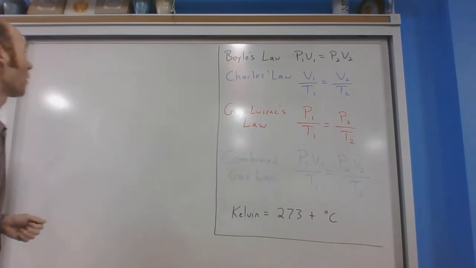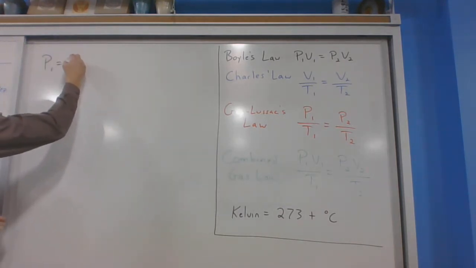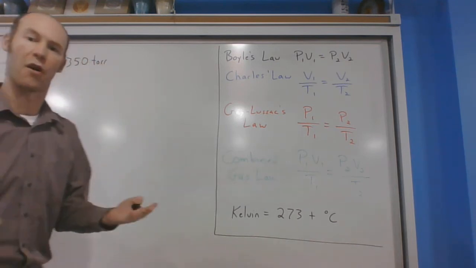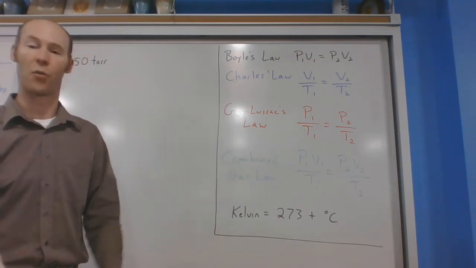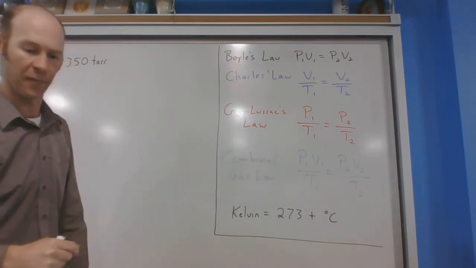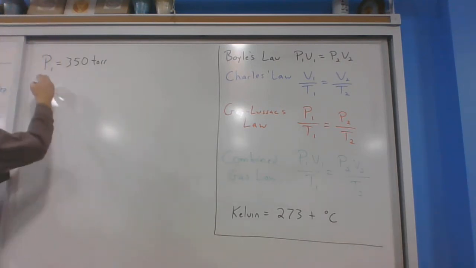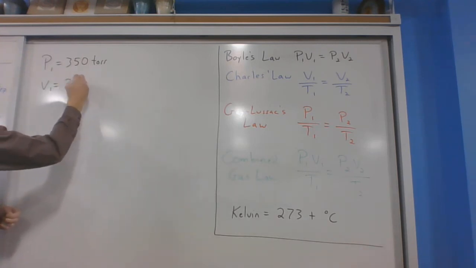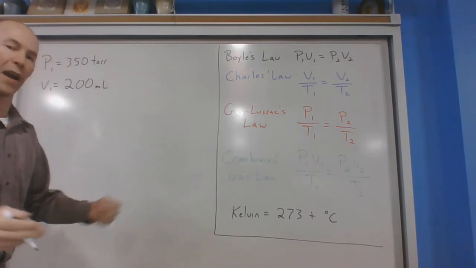So here it goes. It says our pressure in the beginning is equal to 350 torr. Torr is a measure of pressure, like atmospheres or kilopascals. There's a bunch of other ones, but it's good to keep track of your units. Okay, and the volume of this bunch of air in the beginning is equal to 200 milliliters. Not quite the size of a can of pop.